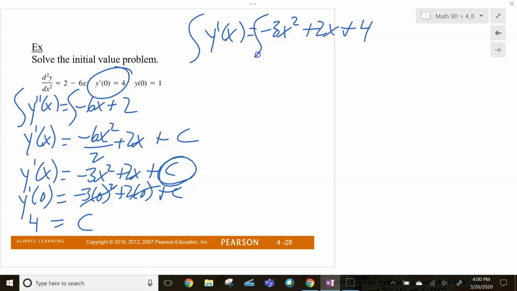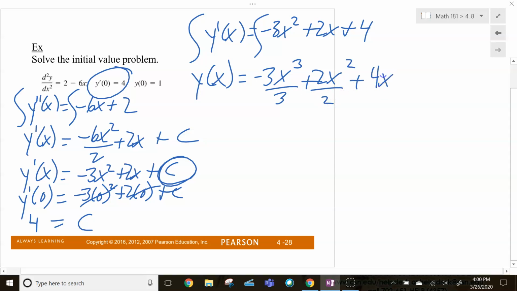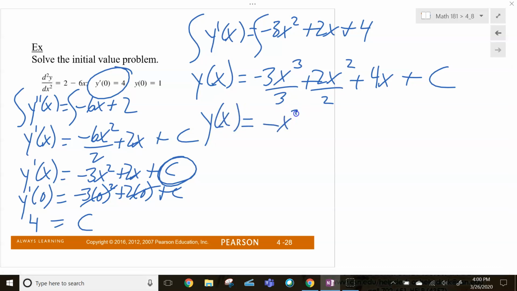We're going to run the integral again to get to our original function y of x, because it undoes the derivative. Negative 3 stays there, x goes up a power over that number, 2 stays there, x goes up a power over that number, 4, add on the x. Don't forget this is plus a constant. We got y of x is negative x cubed plus x squared plus 4x plus our constant.